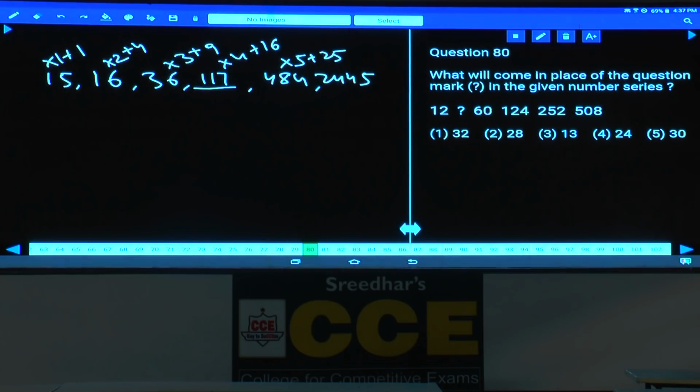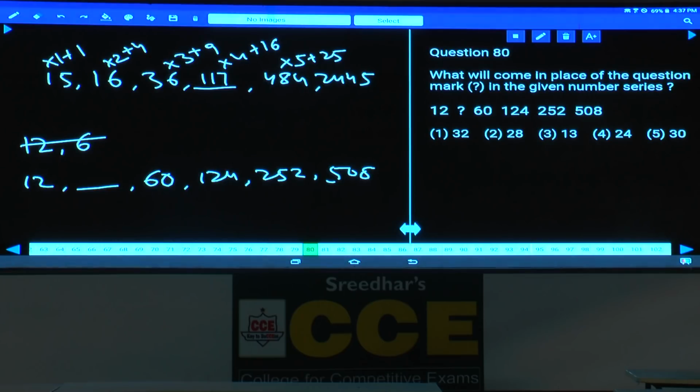Then question number 80. 12, blank, 60, 124, 252, 508. Now in this one, 60 into 2, 120 plus 4 is 124. 124 into 2, 248 plus 4, 252. 252 into 2, 504 plus 4, 508. Into 2 plus 4 is common, and 12 into 2 plus 4 is how much? 28. 28 into 2 plus 4 is 60, and the missing number is 28. 28 is choice 2. Done with this?